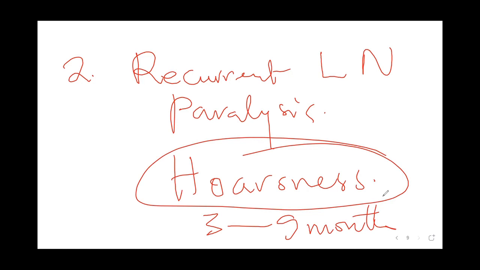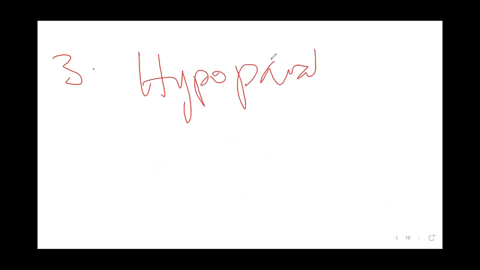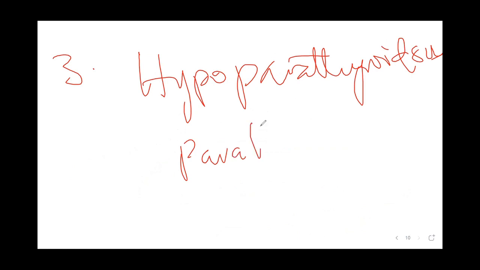There should be lateral fixation of the vocal cord, which is called Woodman's operation. Woodman's operation is a lateral fixation of the vocal cord. So another complication is hypoparathyroidism. Hypoparathyroidism occurs when there is an inadvertent removal of the parathyroid gland.